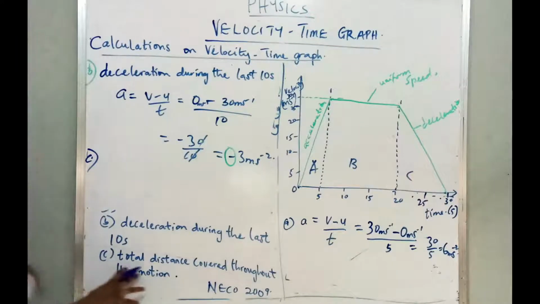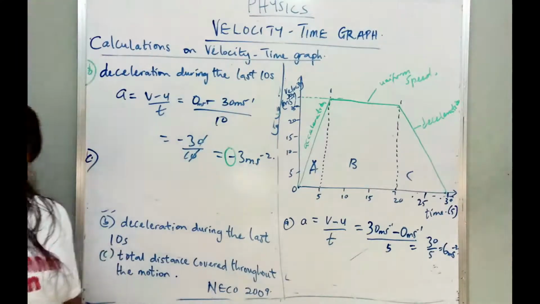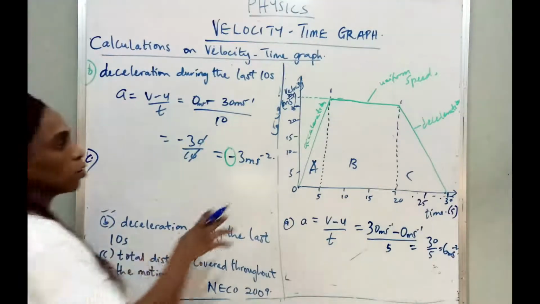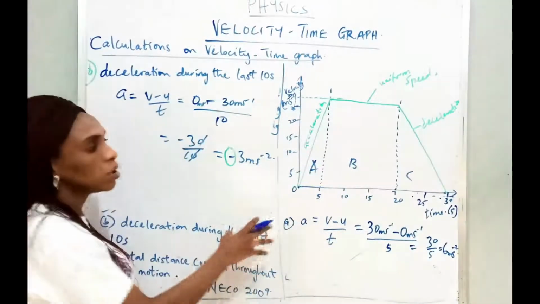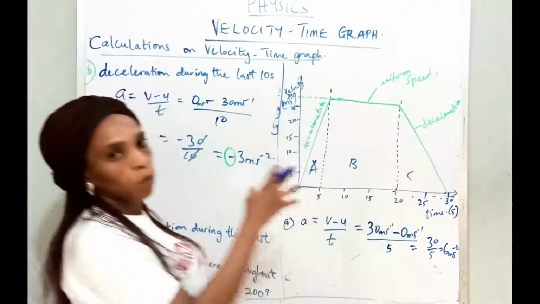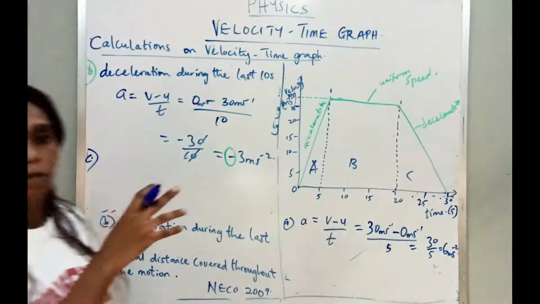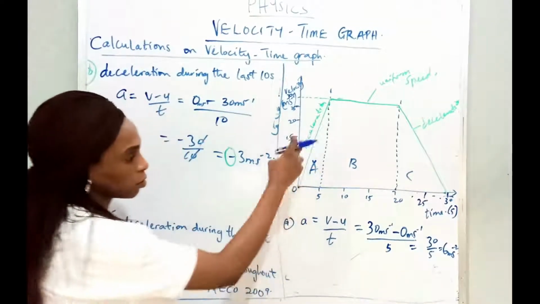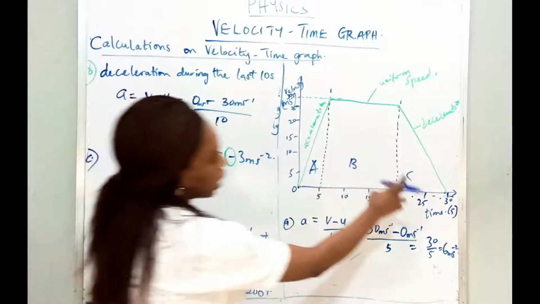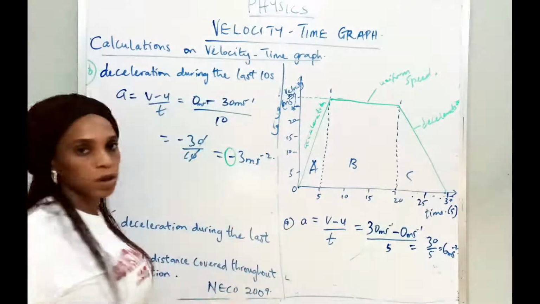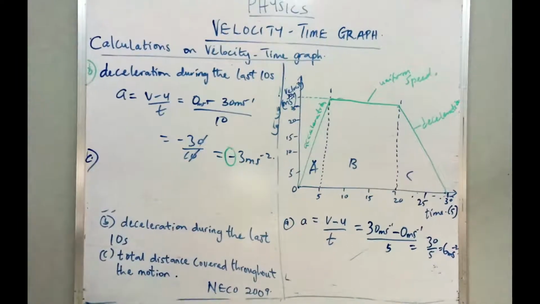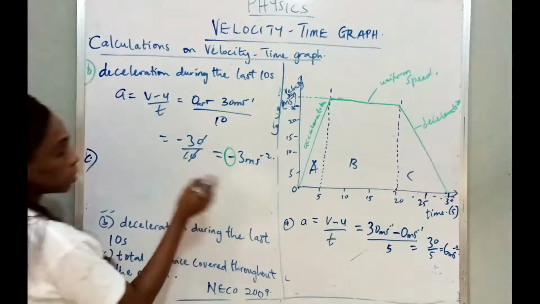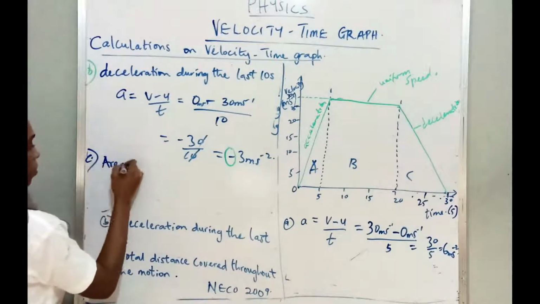The last one says the total distance covered throughout the motion. To calculate this, we could do it in two ways. This is a trapezium, if you look at this shape, so you could use the formula for the area of a trapezium, or you could find the area of this triangle, the area of this rectangle, and the area of this triangle, and add everything together to give the total distance covered. I'm going to use the two methods. First, I will apply the area of a trapezium.